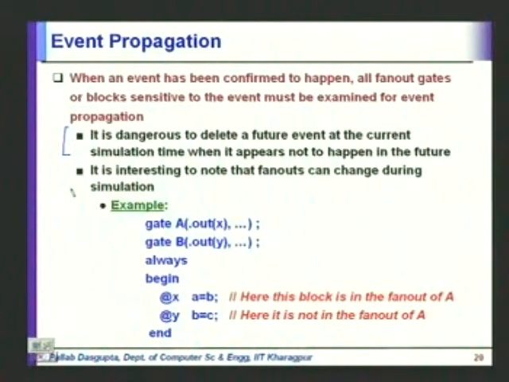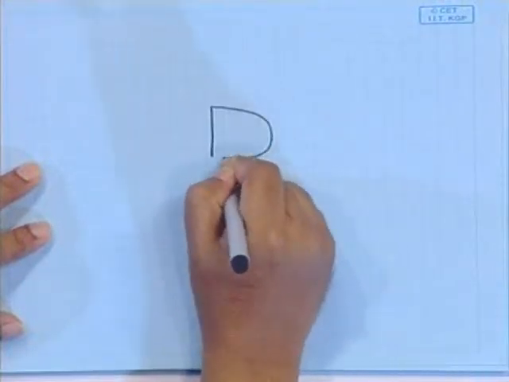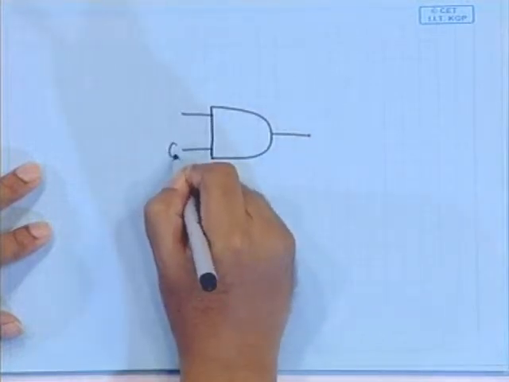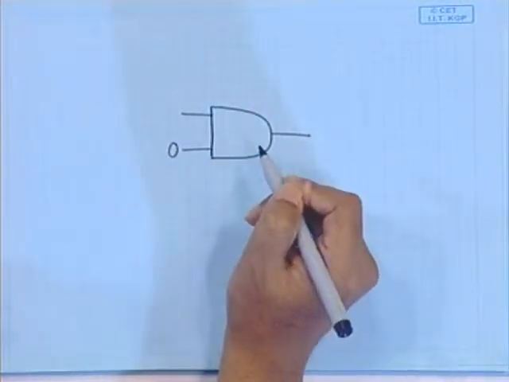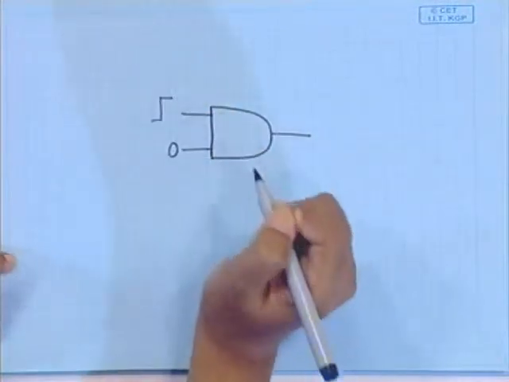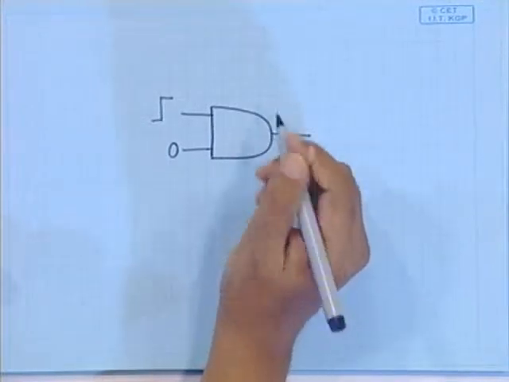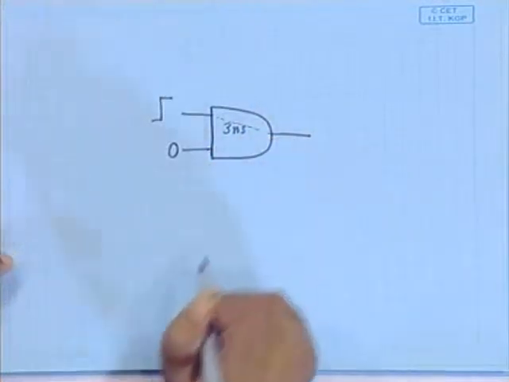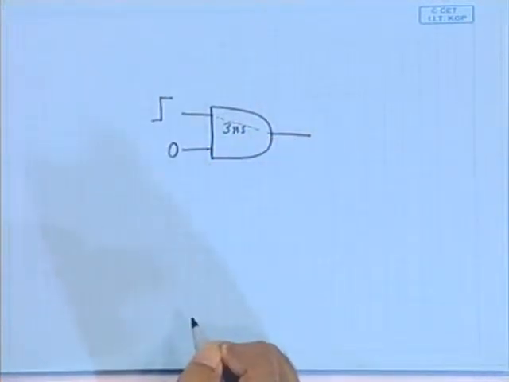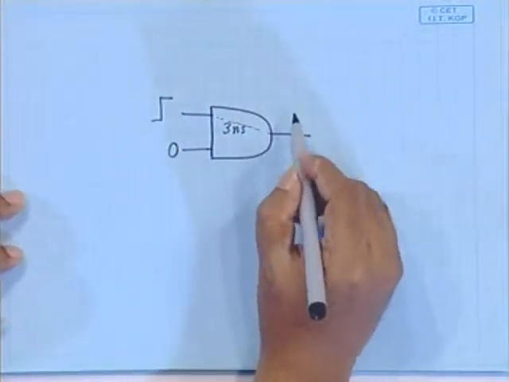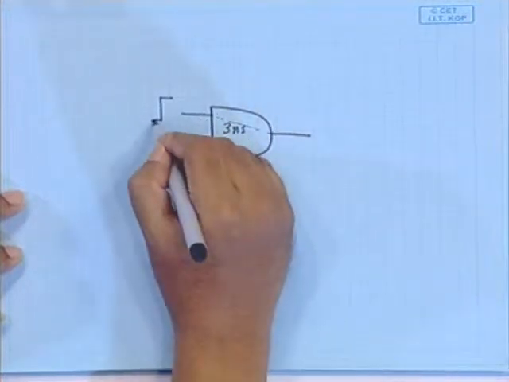Now, to give you an example, just the opposite of what we did could also happen. So, here is our AND gate, this is 0, right, and this one rises, all right. Let us say this as time 3 nanosecond as before, right. So, we compute this and find that we have this rise transition.